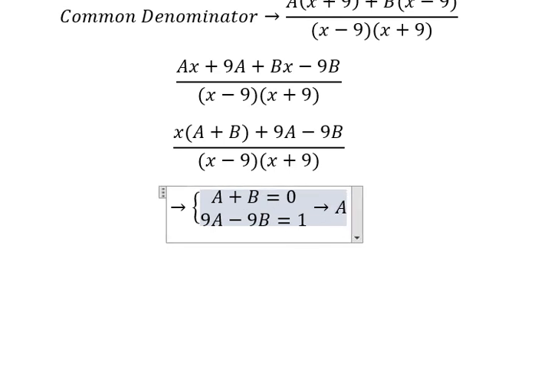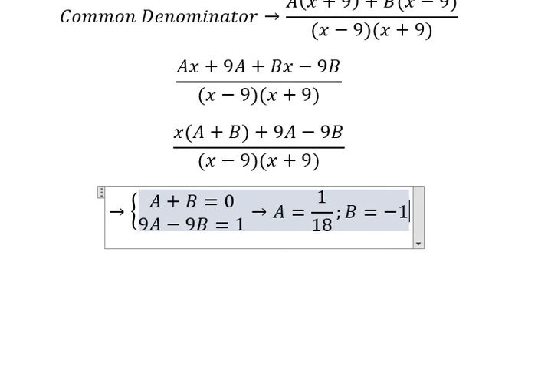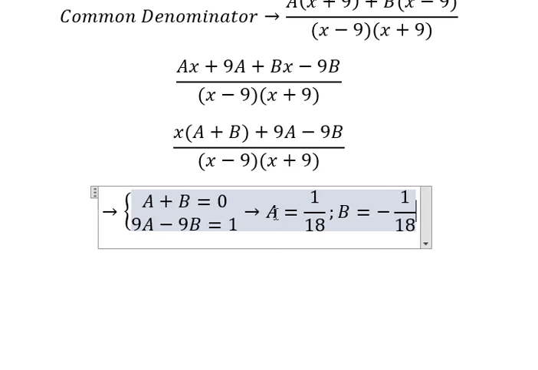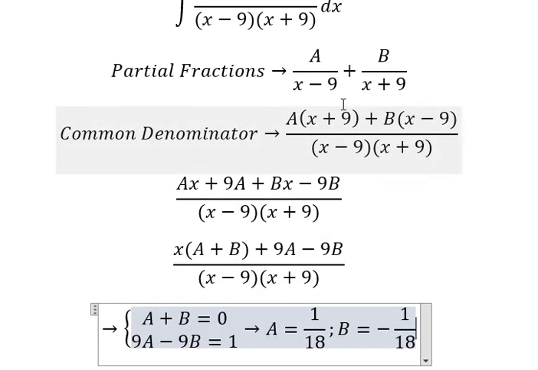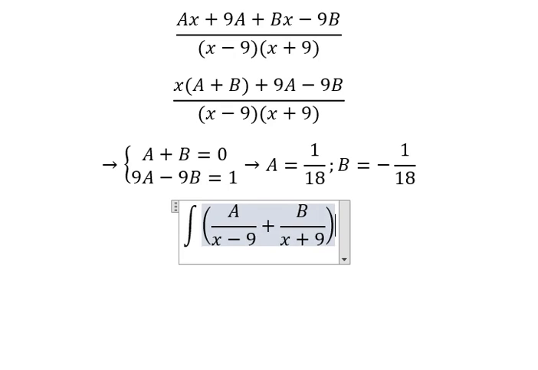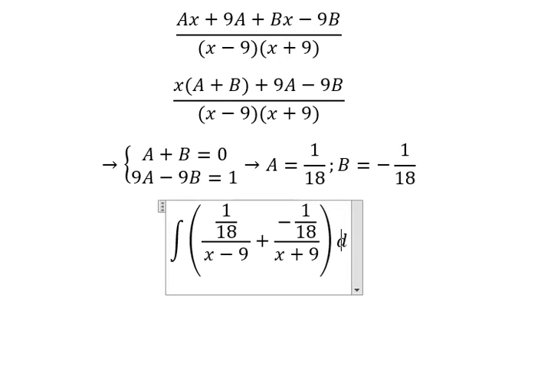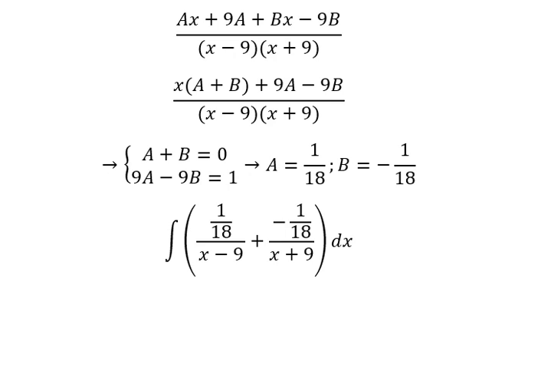So a equals to 1 over 18, b equals to negative 1 over 18. And now we put the solution going here. So a equals to 1 over 18, b equals to negative number 1 over 18. And we put about ds. And now we got the final answer.